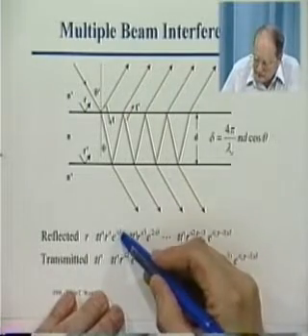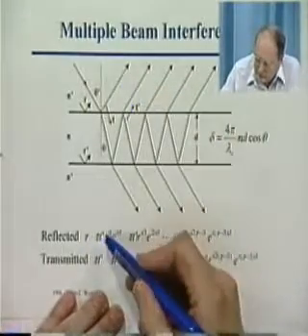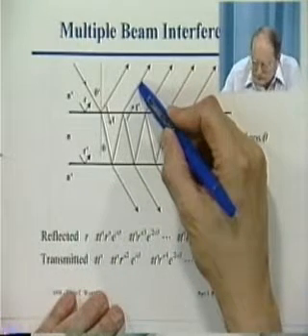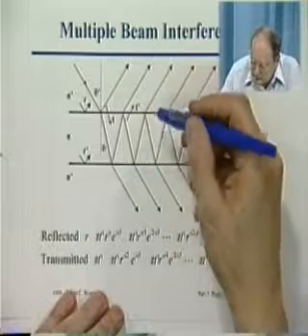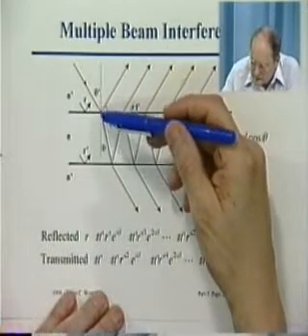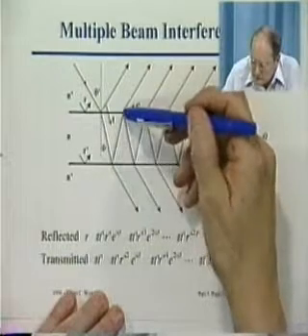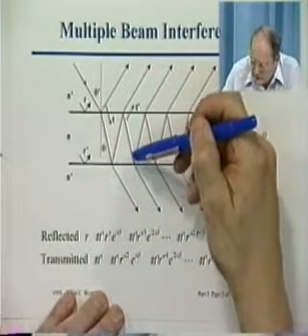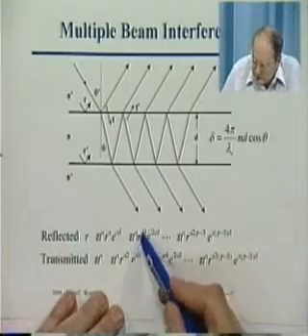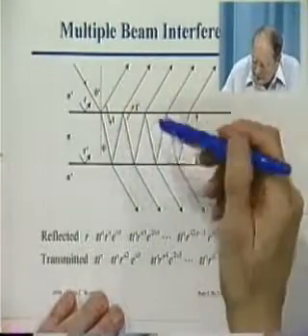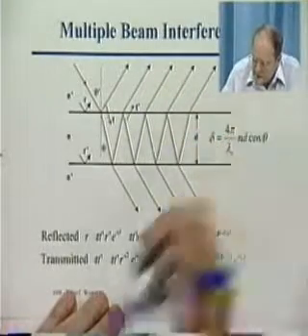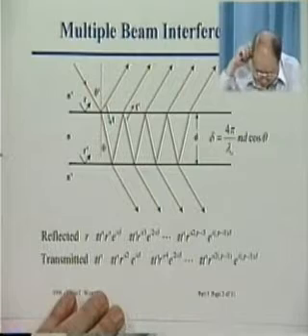So this is this guy. Second one here is this guy. Third one, well, let's see, what happens to this guy? So it's a t, r prime, r prime, r prime, t prime. So we get t prime, r prime cubed. And then we get e to the 2i delta. Okay?